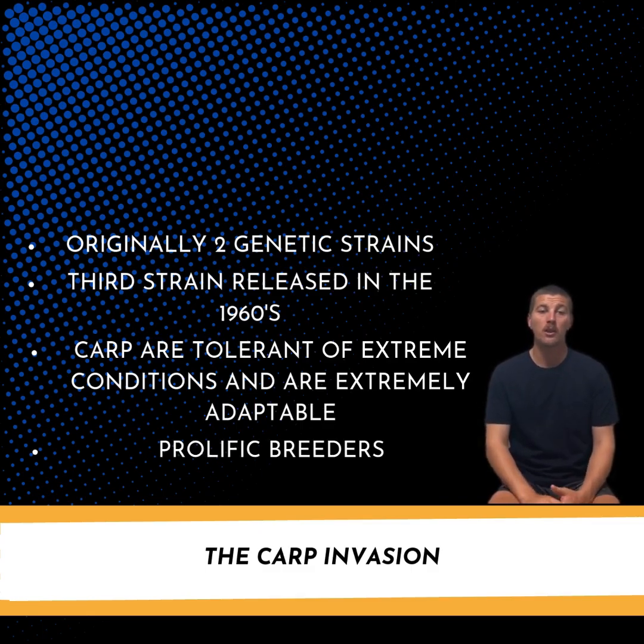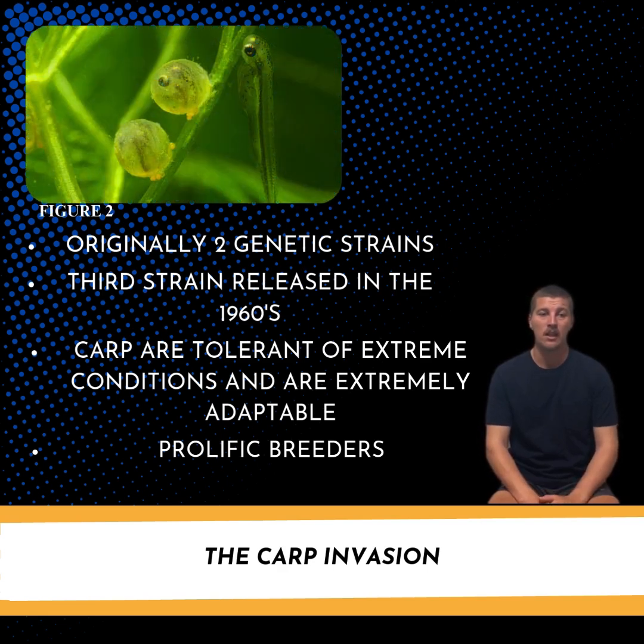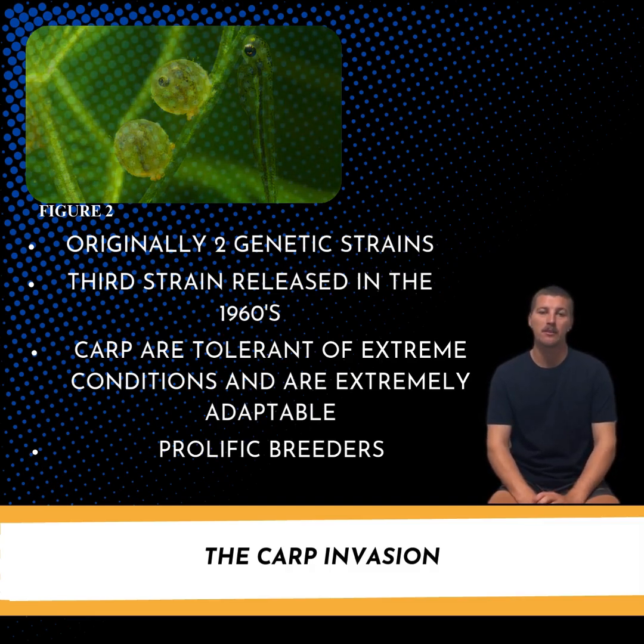Carp are also prolific breeders. They can reproduce as early as 1 year old and produce up to 1.5 million eggs. Figure 2 shows an image of the eggs and a juvenile carp. These biological factors have allowed carp to invade the Murray-Darling Basin.